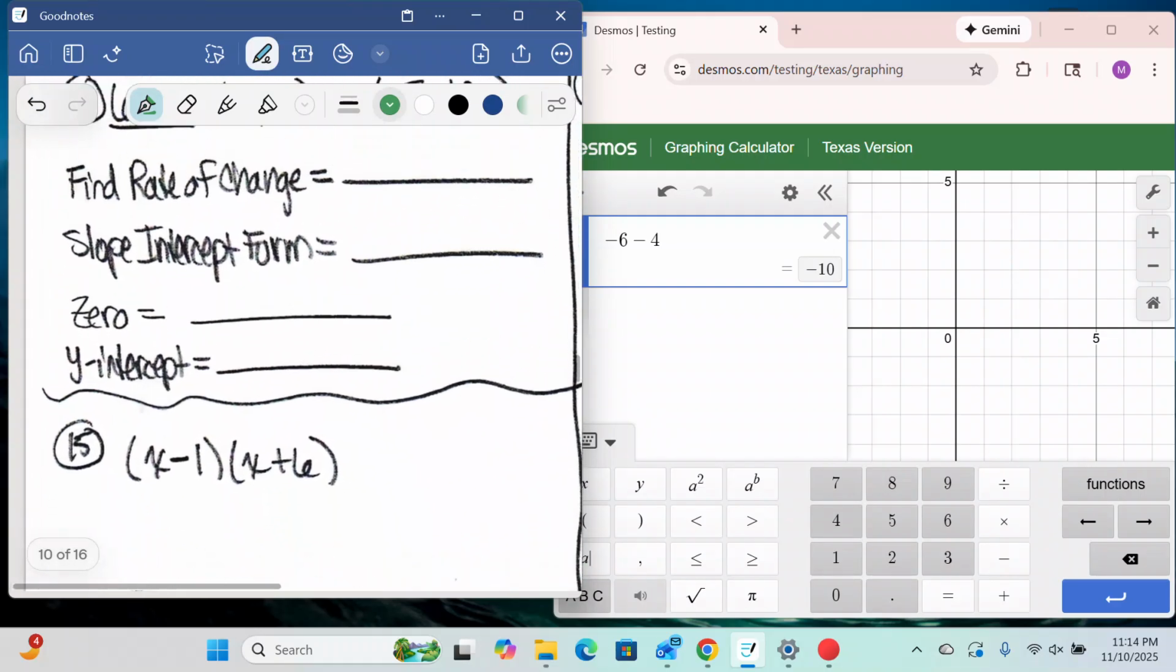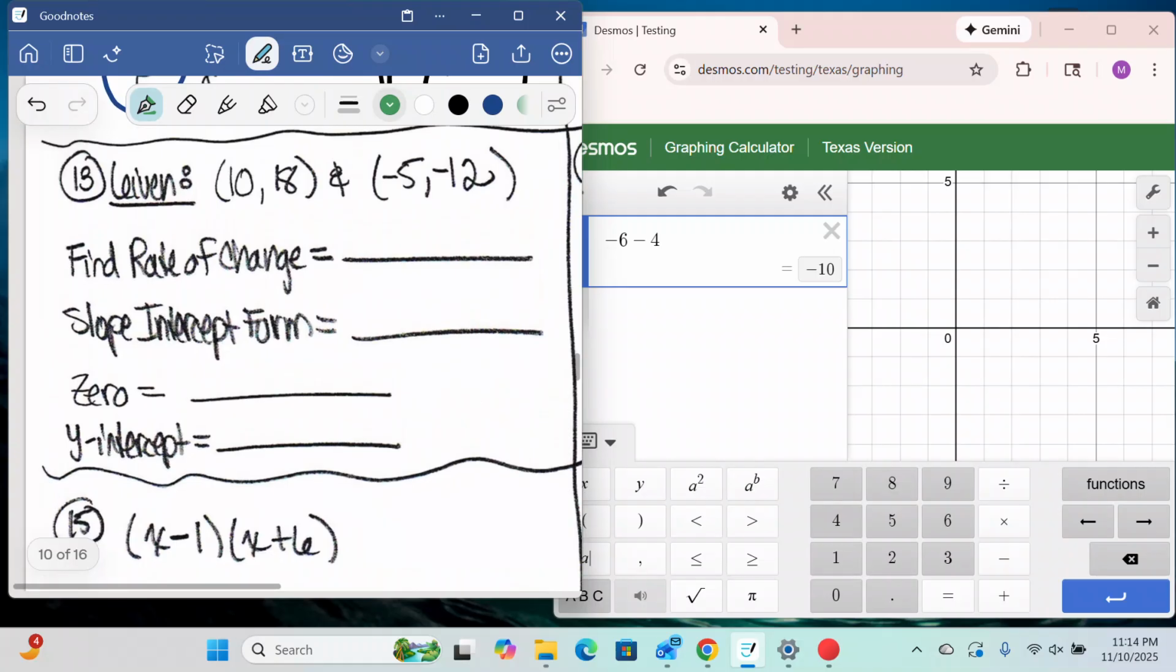So if we look at number 13, given 2 points, find the rate of change, find slope-intercept form, find my 0, find my y-intercept. It might sound complicated, and you used to do the formula to find slope, but again, now all we're going to have to do is know that this is an x, this is a y, this is an x, and this is a y. Don't get scared with the negatives.